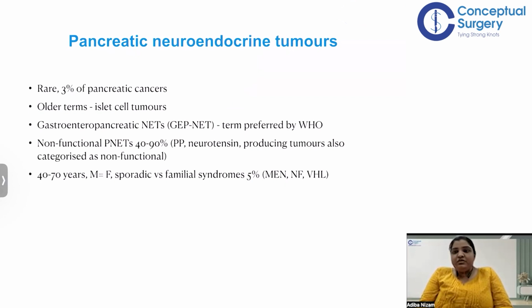Most of the cases will be in the age group of 40 to 70. These mostly occur in the sporadic form. In familial form, the most common association is with MEN1 syndrome. And other associations can be with tuberous sclerosis, von Hippel-Lindau, and neurofibromatosis.